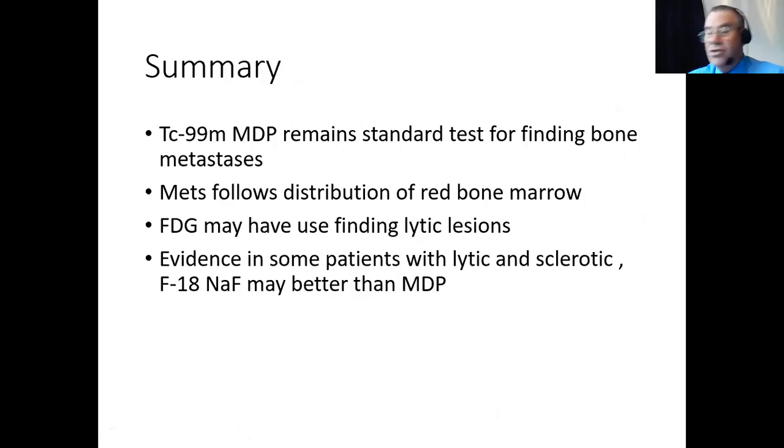So in summary for our first talk, MDP remains the standard test for finding bone metastasis. Metastasis follows the distribution of red bone marrow, but remember that in some conditions, red bone marrow distribution can change. FDG may be particularly useful in finding lytic lesions that we don't find on bone scintigraphy. In some patients with lytic and sclerotic lesions, then sodium fluoride might be more sensitive than MDP, and certainly worth considering if you have that available to you.